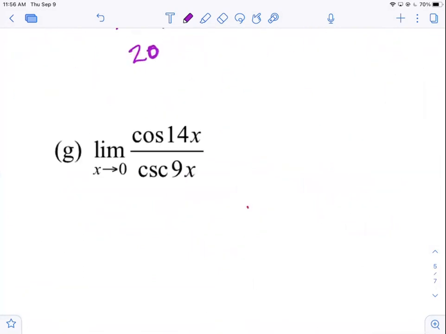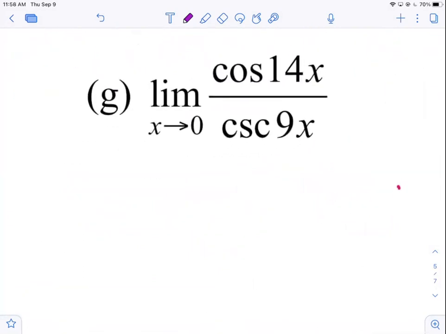Let's try this one. Now that we know that rule, let's try this one. Go. The limit as x goes to 0 of that. On your mark, set, go.